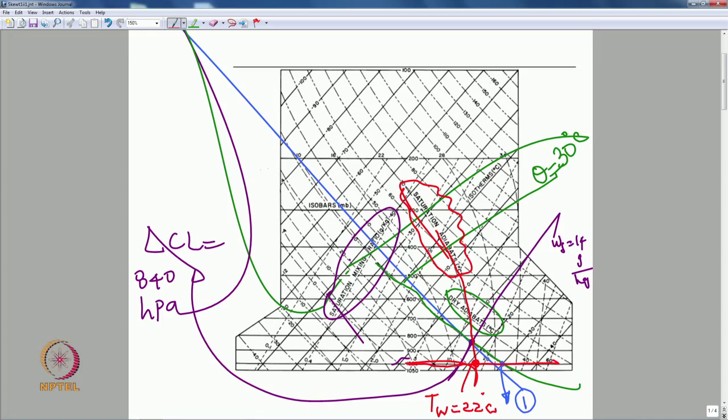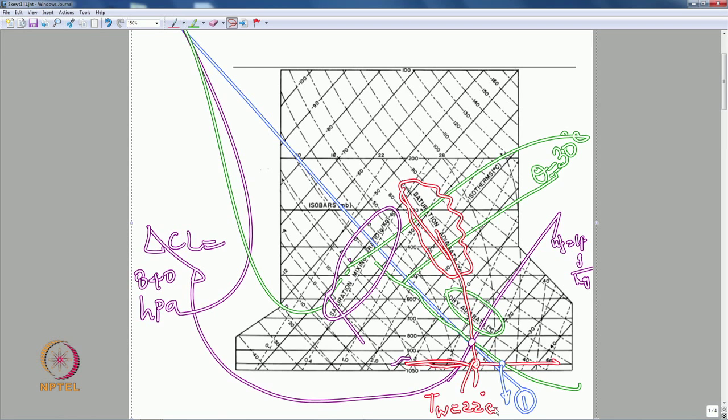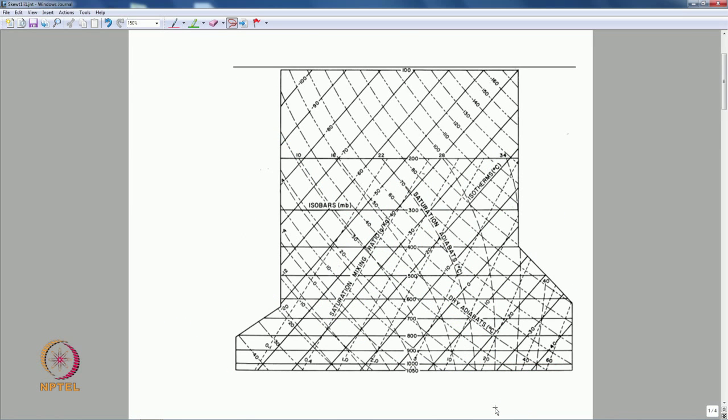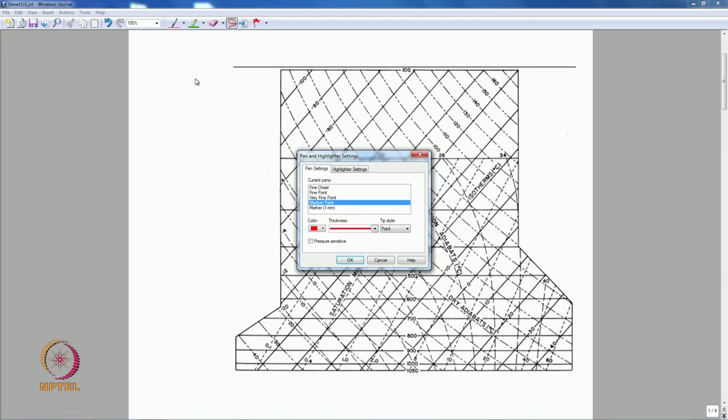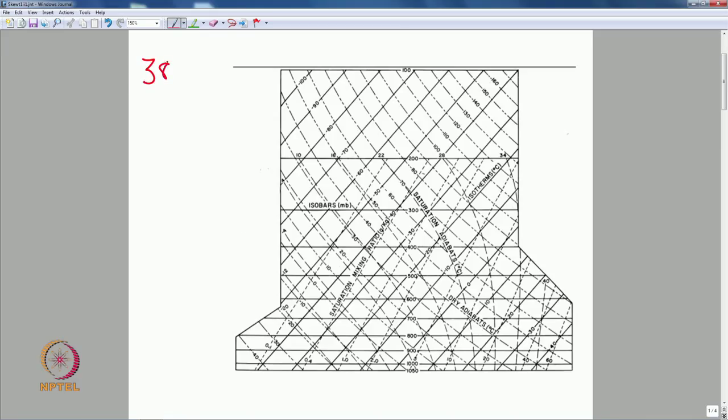Now, Karthik, I want to clean this up. I want a fresh sheet. Okay, very good. So we got that, right? Let me write, I want to check whether the line is following me. 30, problem number 38. Okay, all right. We'll proceed.